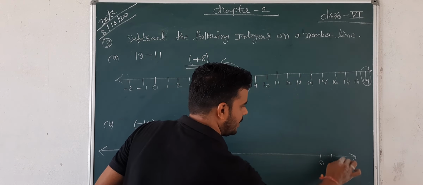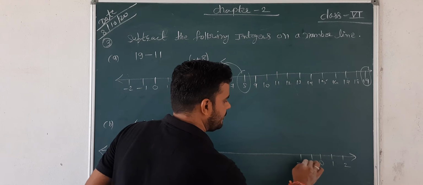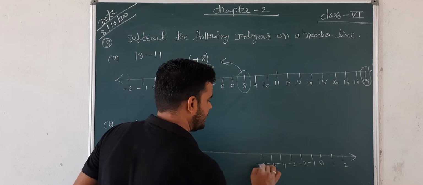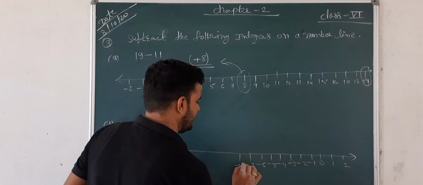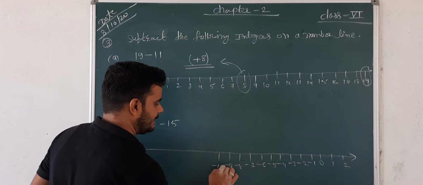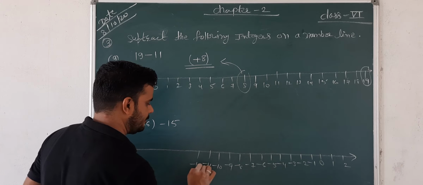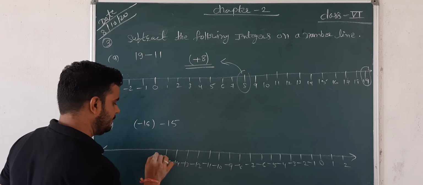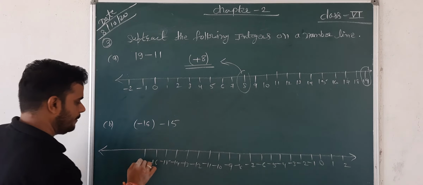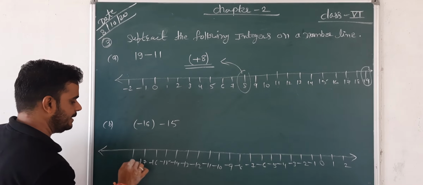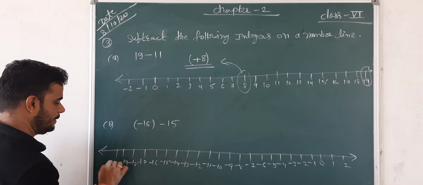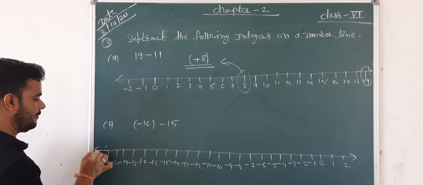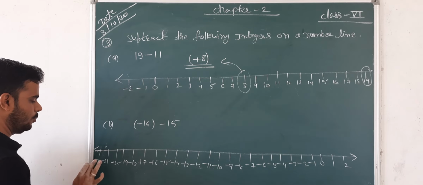So 0, 1, and 2. Now if you want negative 1, negative 2, negative 3, negative 4, negative 5, negative 6, negative 7, negative 8, negative 9, negative 10, negative 11, negative 12, negative 13, negative 14, negative 15, negative 16, negative 17, negative 18, negative 19, negative 20, negative 21, and afterwards negative 22.